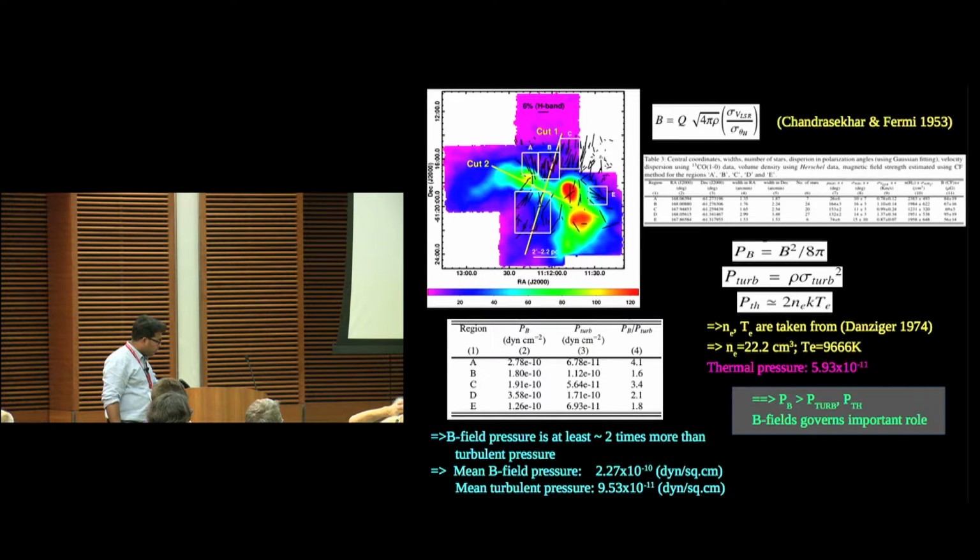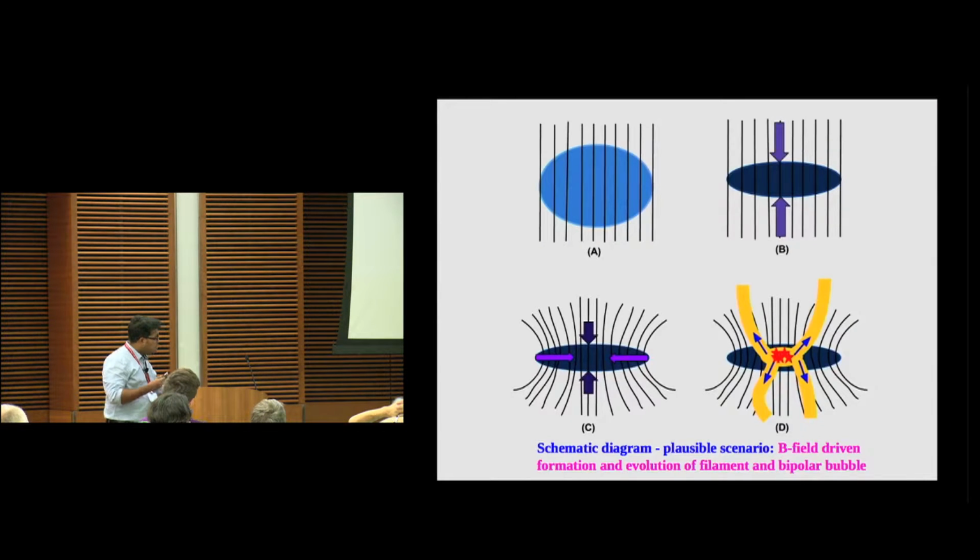So this indicates that magnetic fields are important in this region, and the magnetic fields could be primordial, initially perpendicular to the filament. Based upon these parameters and observational evidence, we come up with this schematic diagram. Initially the magnetic fields are in this configuration, and the cloud is spherical in nature.